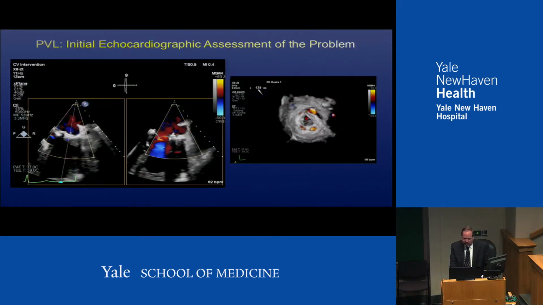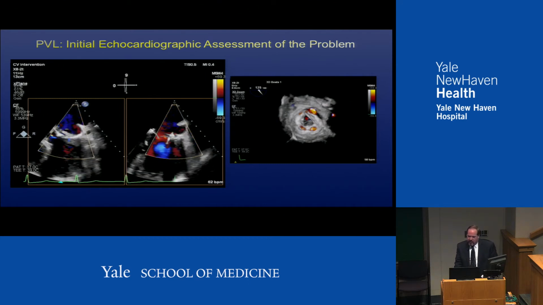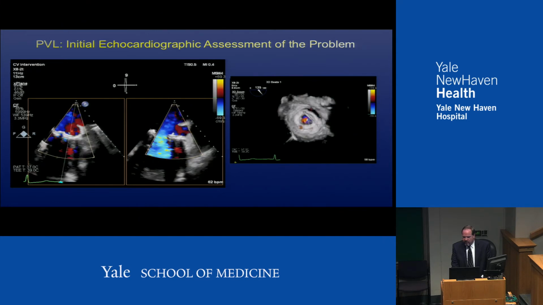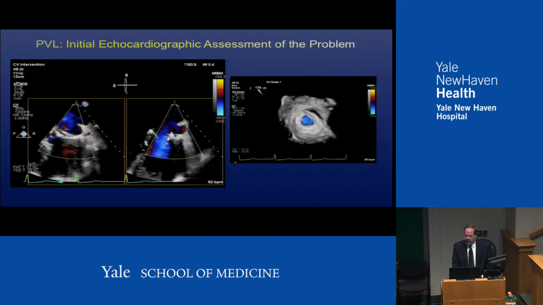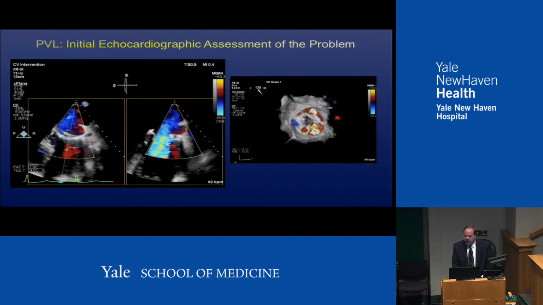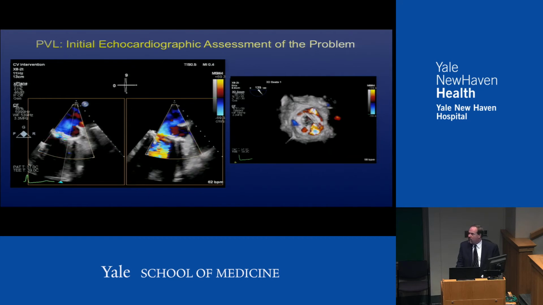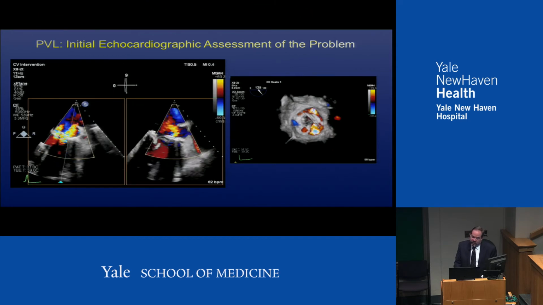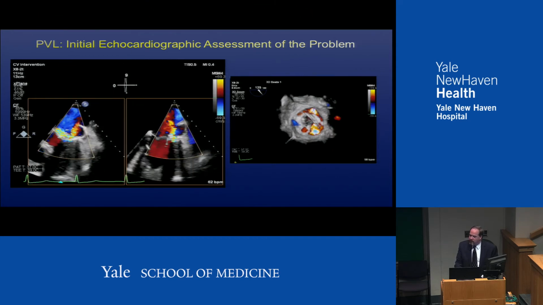So how do we do this? You can see here the standard echo. You can see a large perivalvular leak. You can see it in 3D. But what's the problem here? There's actually a huge one superiorly and one inferiorly. So this person was 1 month out from a valve replacement. They were fairly sick. They didn't want to do any repeat procedure.